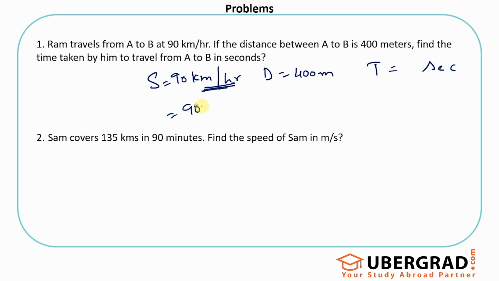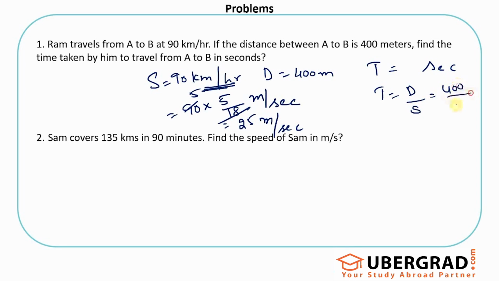So what is the formula? Multiply by 5 by 18, right? Kilometer per hour to meters per second is multiplying with 5 by 18. 18 ones are 18, 18 fives are 90, so it is basically 25 meters per second. So time is equal to distance by speed, that is 400 by 25. 25 sixes are 150, 25 sixteens are 400, so that will be 16 seconds is the answer.